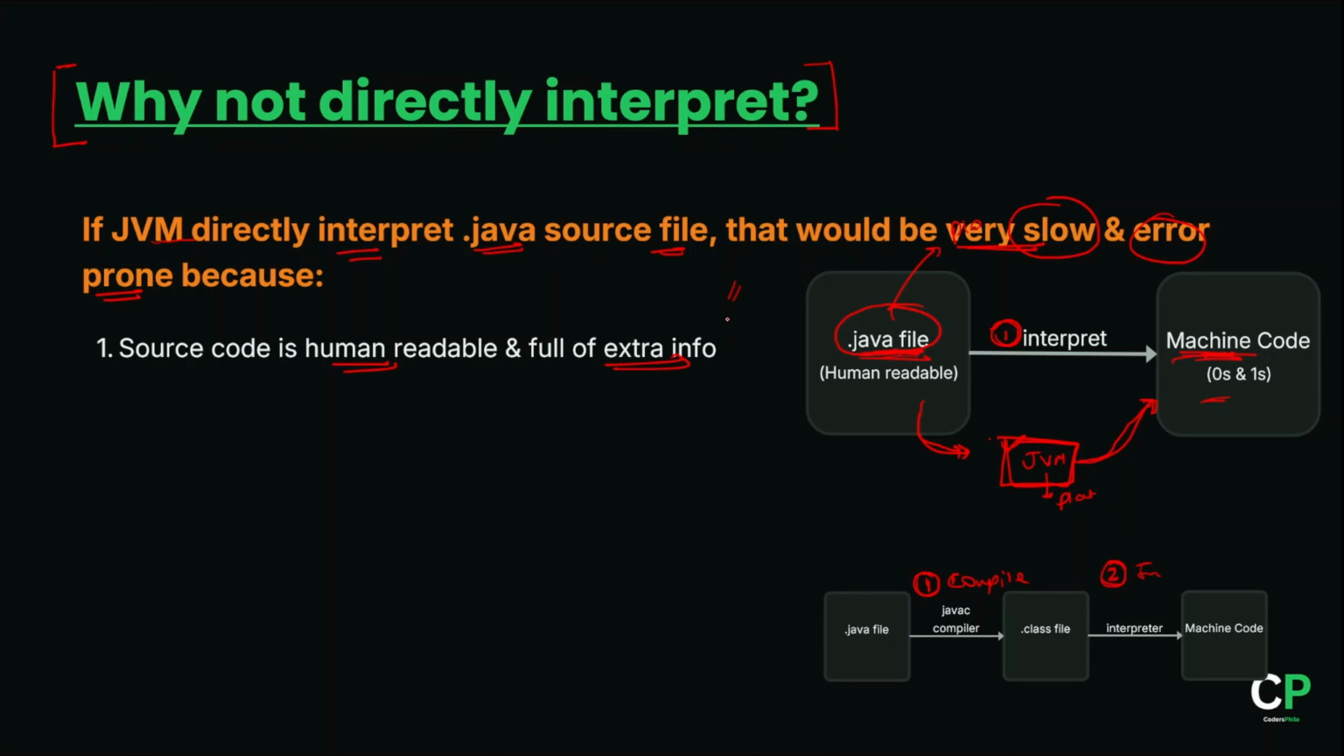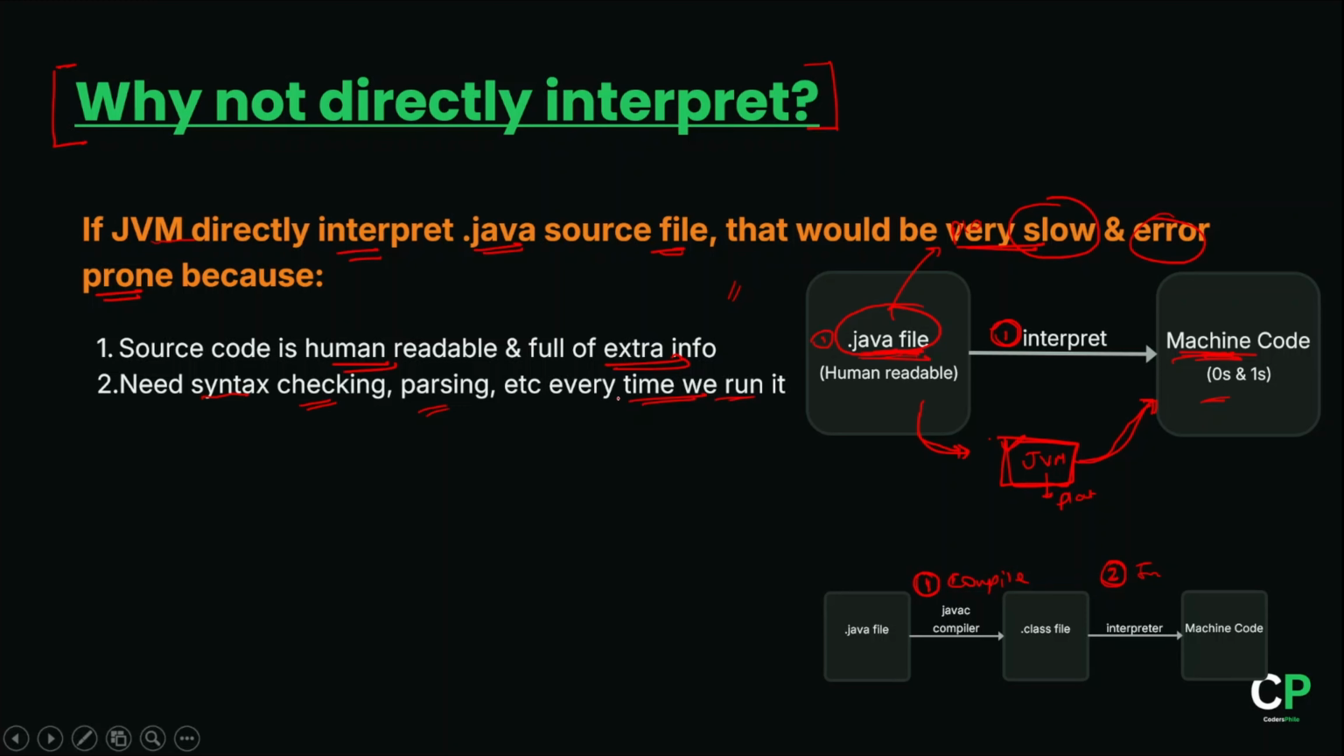The interpreter does not want all this extra information, like comments and so on. And every time we run it, there is a need for syntax checking, parsing, etc. For example, if we run it the first time, it needs to do the syntax checking, parsing and all other stuff, and again every time we run the .java file.